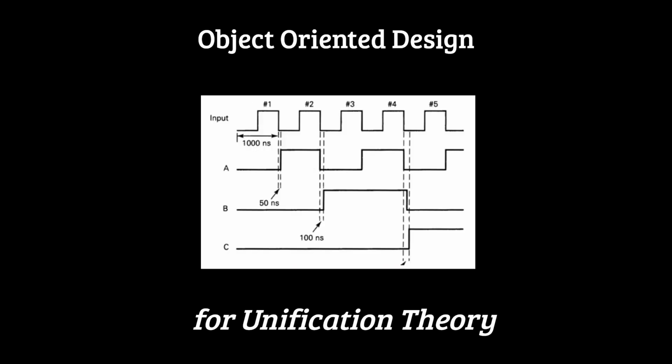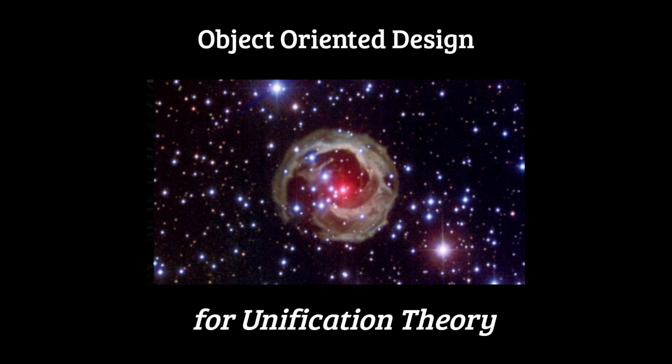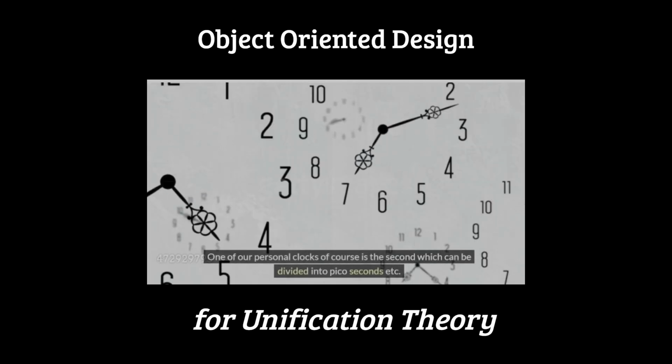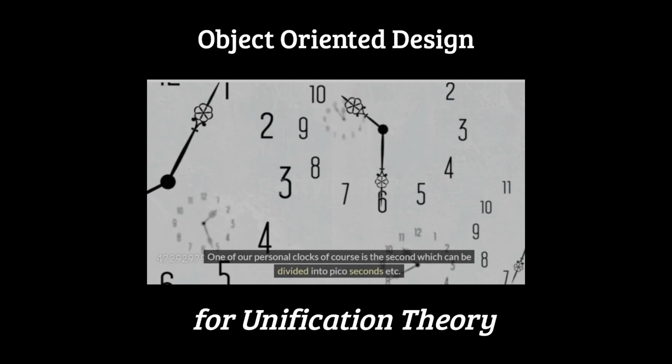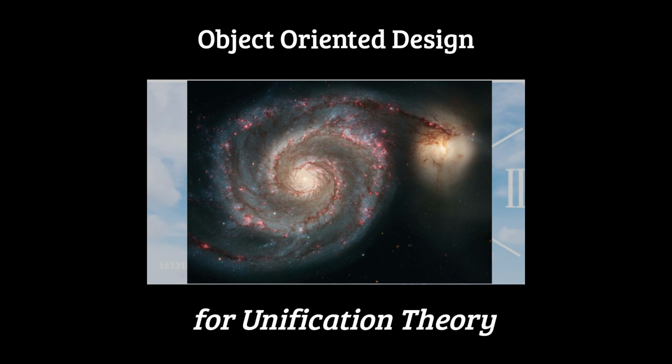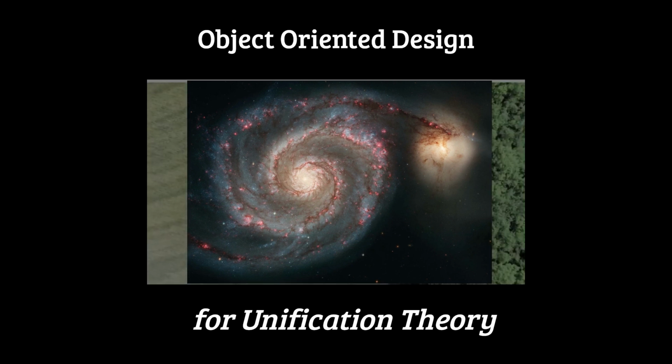In retrospect, as an EE some time also ago, I used to skew clock cycles via Boolean logic. I could make one side of the clock as long or short based on design. For the sense of universal time, one of our personal clocks of course is the second, which can be divided into picoseconds, etc. For the sake of example in the following, let's call this universal time.